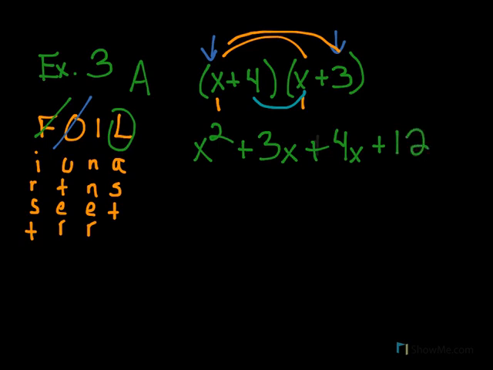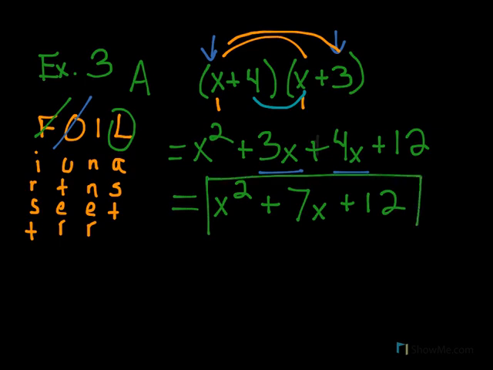But look, we have like terms. Check this out. We have 3x and 4x. So we can combine like terms: x squared, and 3x plus 4x is 7x. So plus 7x, and this is plus 12. And we are done. That's it.